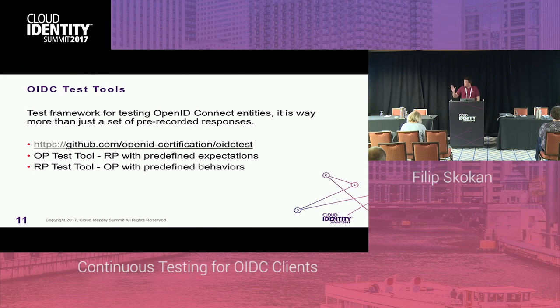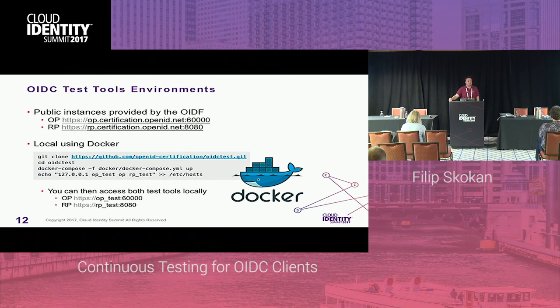So the OIDC Test Tools are a test framework for testing the behaviors. It is way more than just a set of pre-recorded responses, because it is going to be using, for example, your issuer ID. It is going to be generating a new ID token every single time you do a test. So it's not fixed in time, and you don't have to do any time cop and going back in time in your tests, so that your pre-recorded authorization callback will still pass your test. Essentially, the OP test tool is a relying party with predefined expectations, while the RP test tool is a provider with predefined behaviors that you test against.